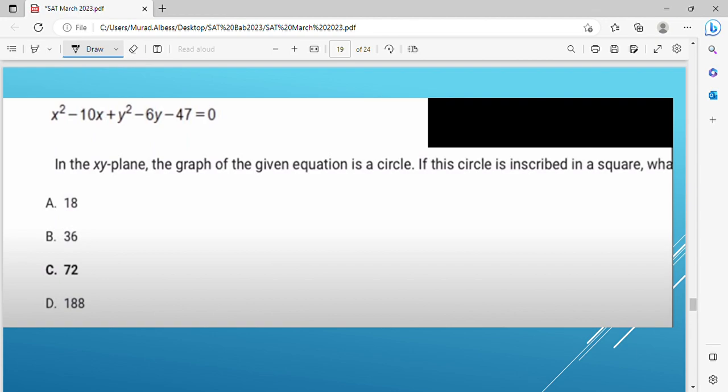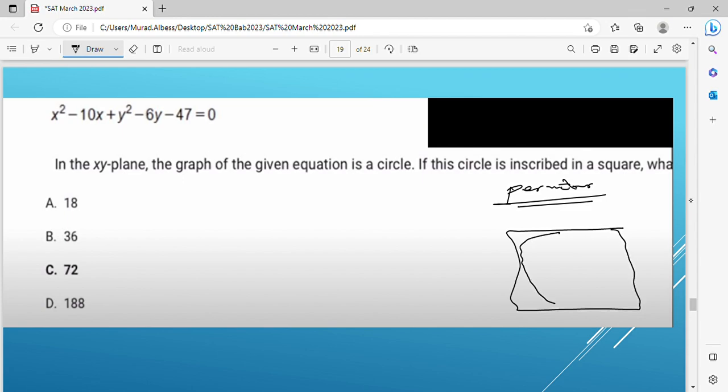In the xy plane, the graph of the given equation is a circle. If the circle is inscribed in a square, what is the perimeter of the square? What is the perimeter of the square? It looks like that. That is a square, and there is a circle inside it.